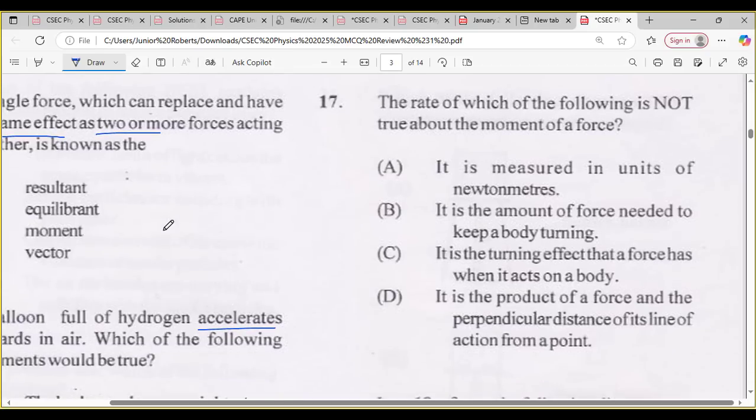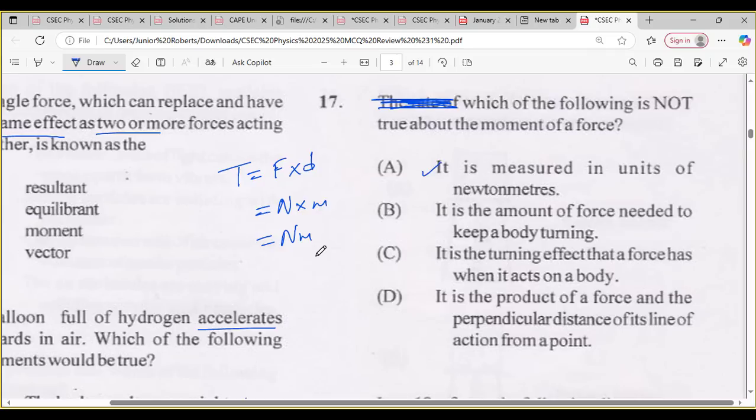Now 17 says the rate of which of the following is not true. Again, I think this question is not worded properly. It should say which of the following is not true about the moment of a force. So let's see. It says that it is measured in units of Newton meters. Since the moment of a force is equal to the force multiplied by the perpendicular distance d, force is in newtons and distance is in meters. So indeed, this would be Newton meters.